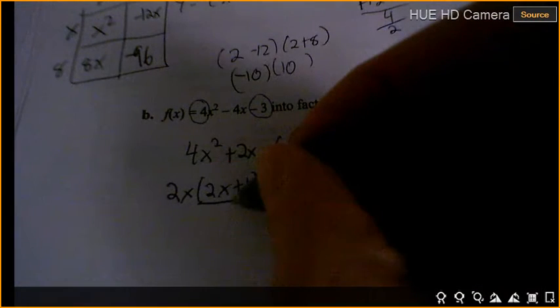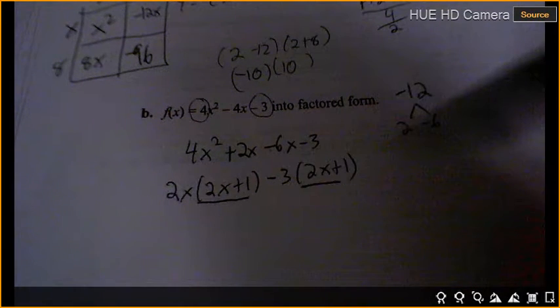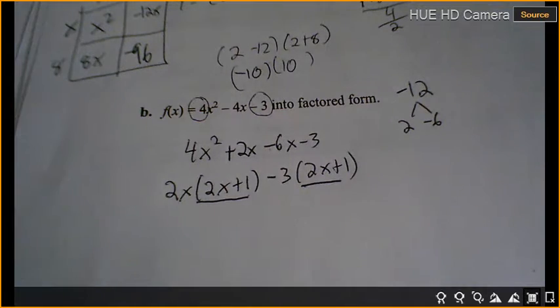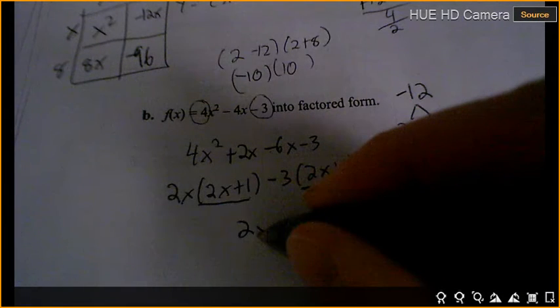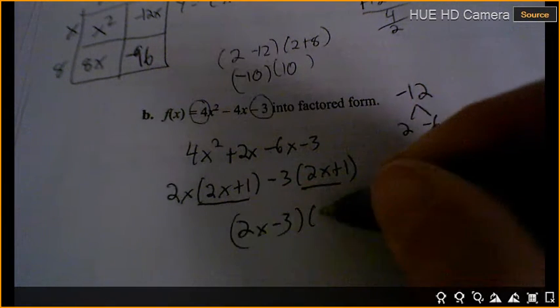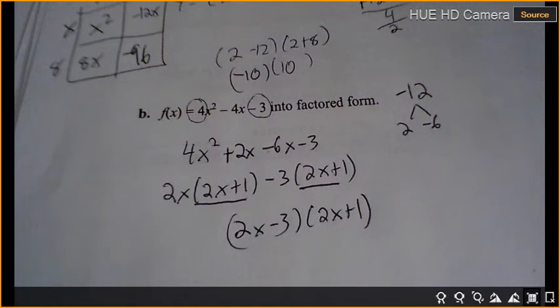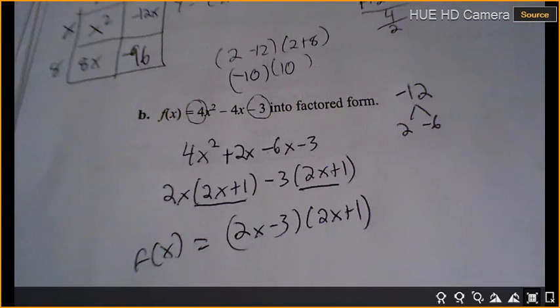You want these in the parentheses to come out the same. So now I'm going to write 2x minus 3 times 2x plus 1, and I'm finished. Those are the two things that multiply together to give me that in standard form. And that equals, we can say, equals y or equals f of x. They're the same thing.